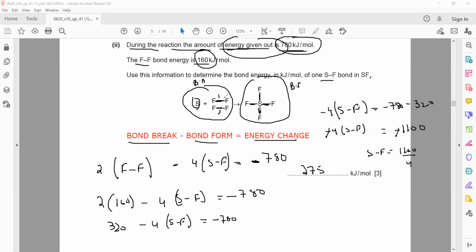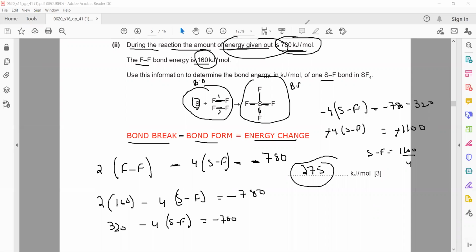So for the bond breaking energy, what bonds are we breaking? We are breaking two fluorine bonds. That's why 2 multiplied by 160. And for the bond forming energy, 4 sulfur fluorine bonds are formed, so that's why it's 4 into. And this is the formula: bond breaking energy minus bond forming energy is equal to the energy change. Then substitute the values and find the unknown. So you will get 275 kilojoule per mole.